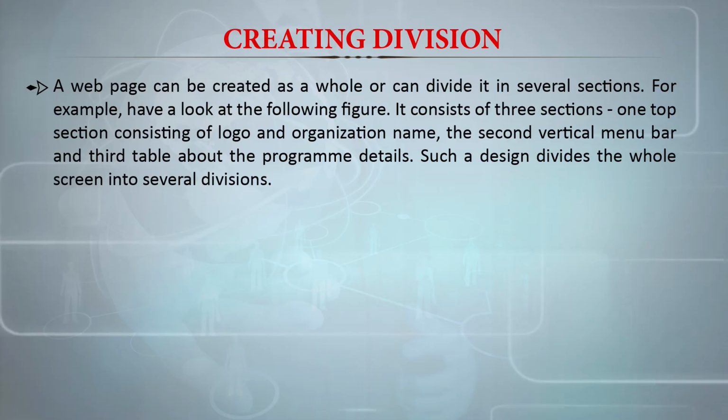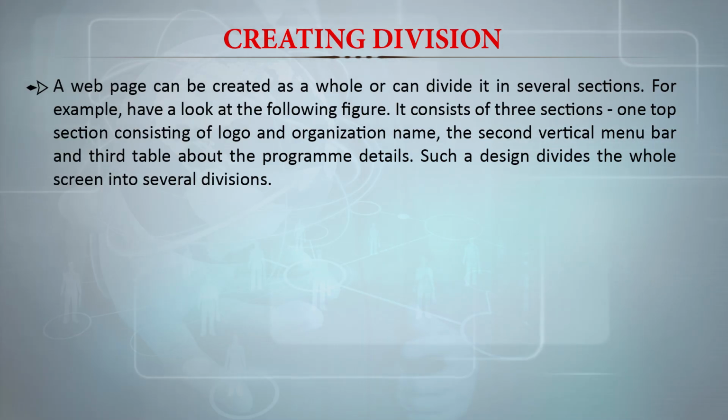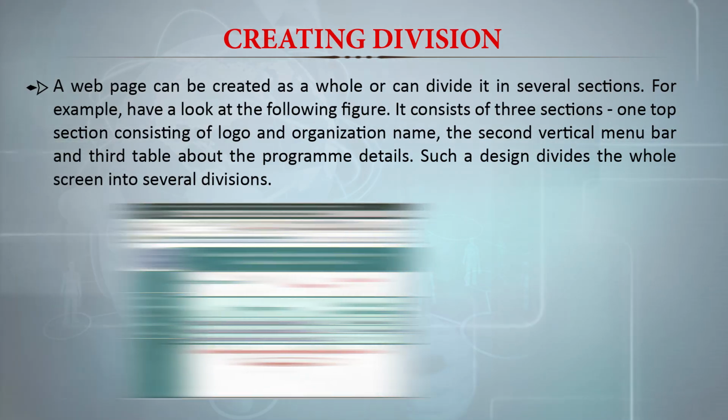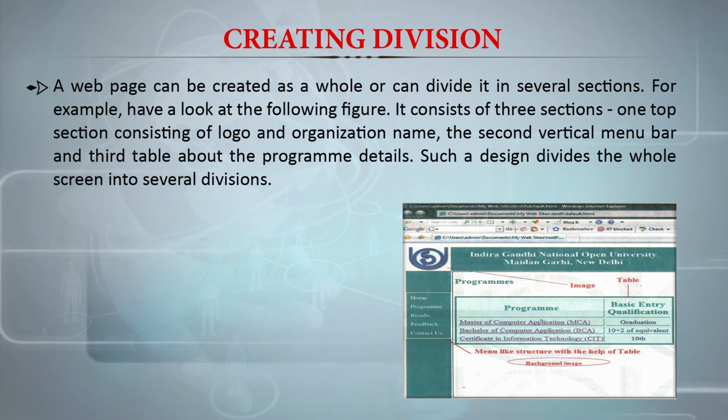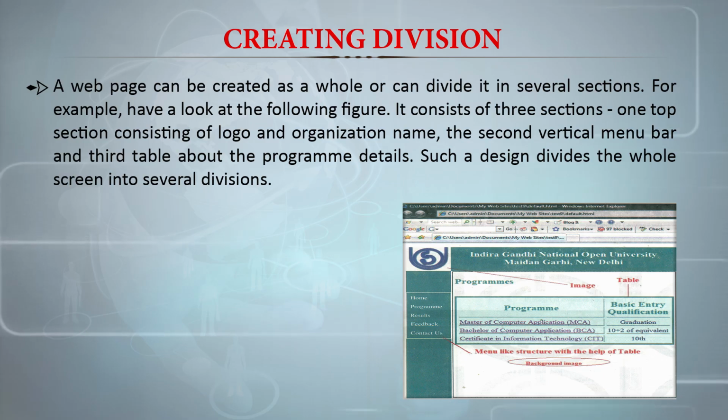So how do we create a division in the web page? This is the first stage. A web page can be created as a whole or can be divided into several sections. For example, if you have a look at the figure, it contains three sections: one top section containing the logo and organization name, then the second, a vertical menu bar, and the third, a table about the program details.